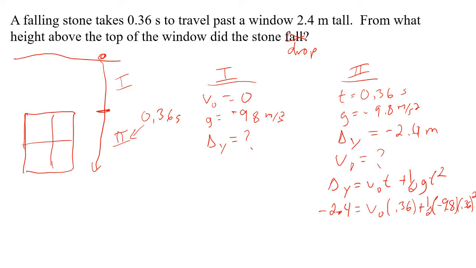And we get, we'll check my math here. Everybody do that math. Okay. And we get VO equals negative 4.9 meters per second. So that's our final velocity over here.